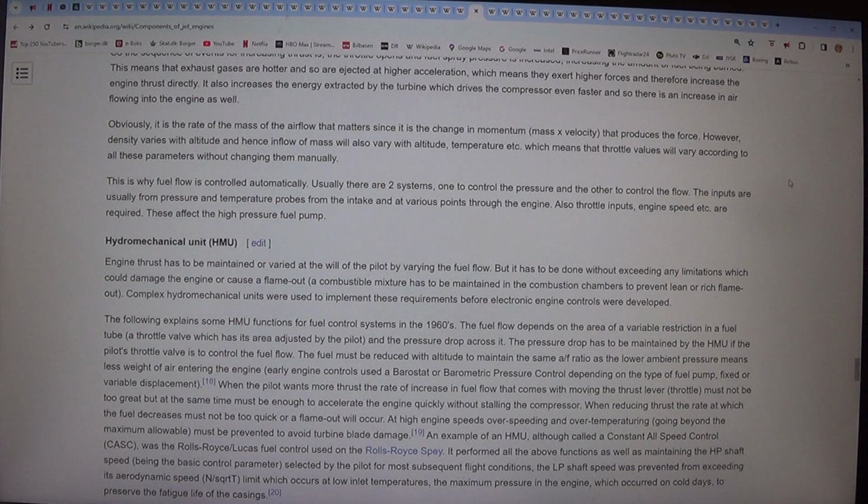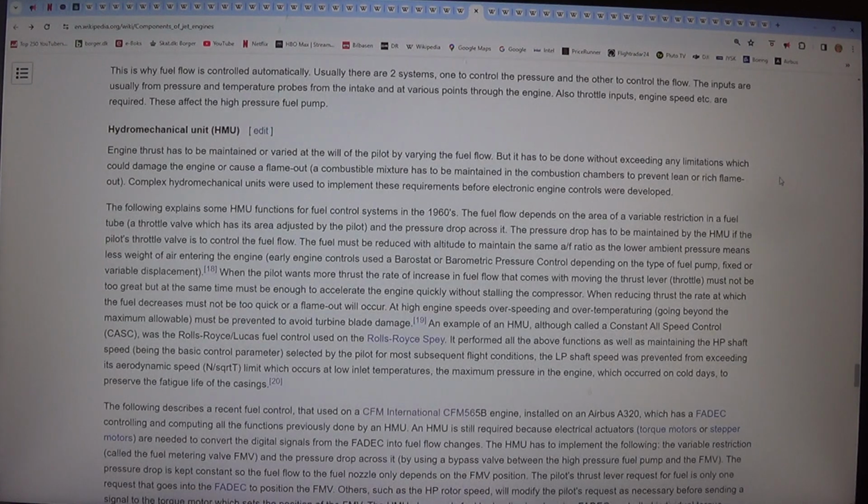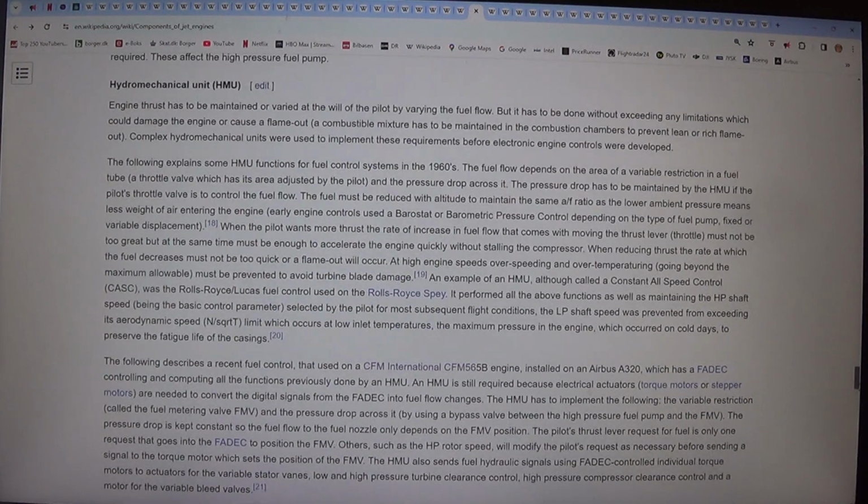Hydromechanical unit, HMU. Engine thrust has to be maintained or varied at the will of the pilot by varying the fuel flow. But it has to be done without exceeding any limitations which could damage the engine or cause a flame out. A combustible mixture has to be maintained in the combustion chambers to prevent lean or rich flame out. Complex hydromechanical units were used to implement these requirements before electronic engine controls were developed. The following explains some HMU functions for fuel control systems in the 1960s.